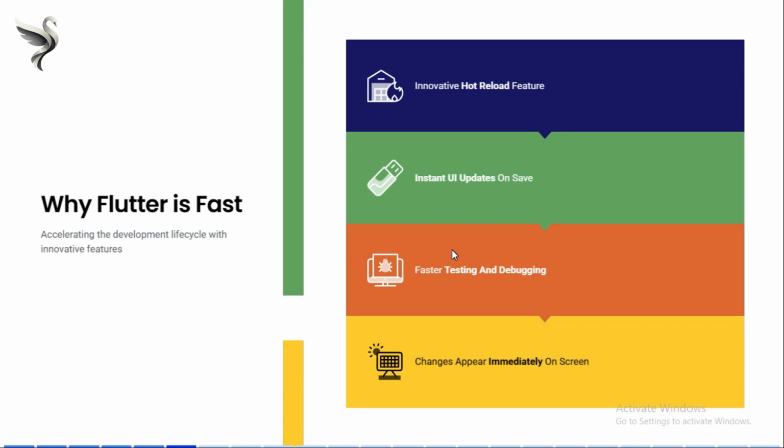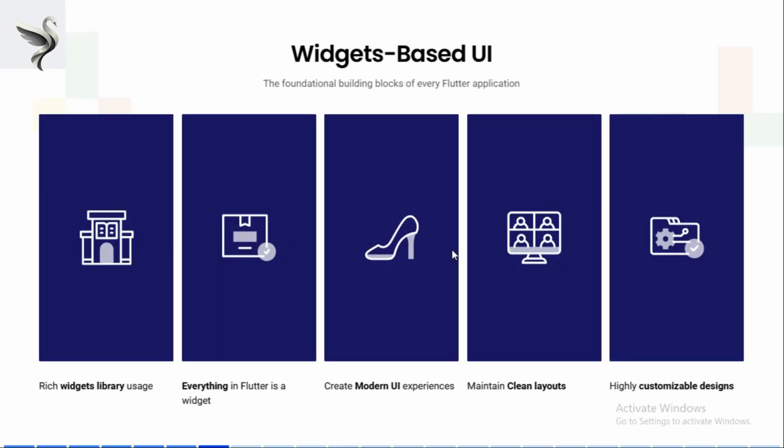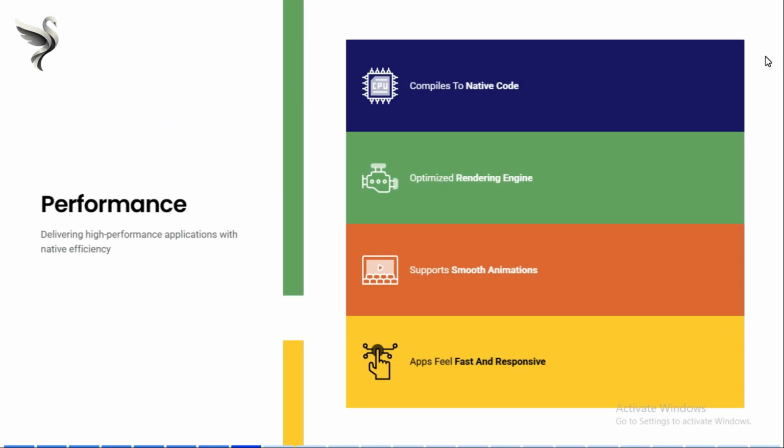Performance. Flutter's performance is excellent because it compiles code natively. Native code means code that is built specifically for a particular machine. Flutter is designed in such a way that it compiles natively for every platform, which is why its performance is so strong.